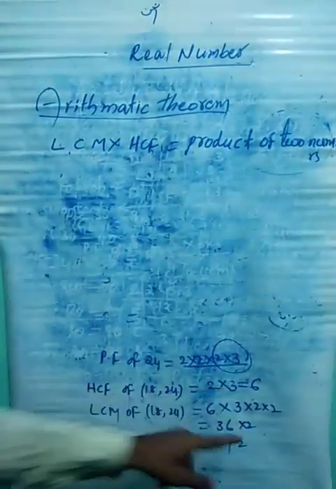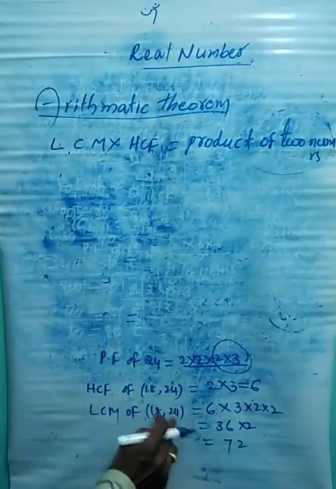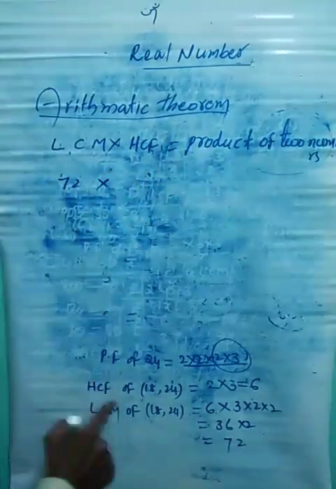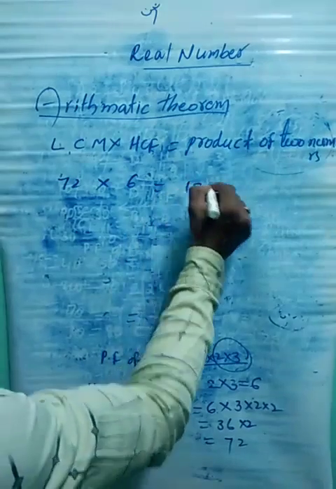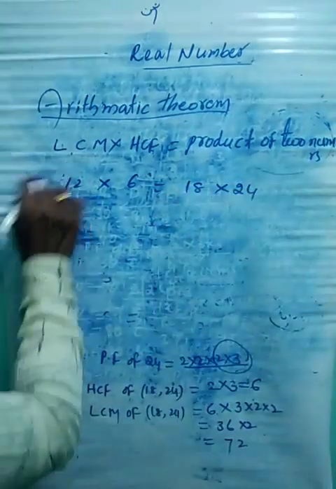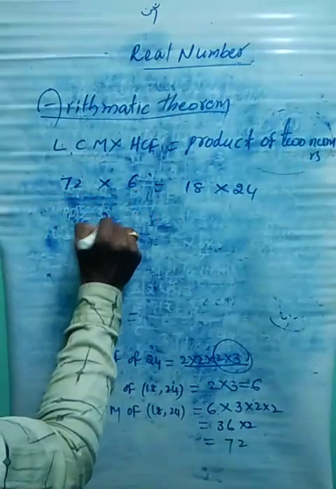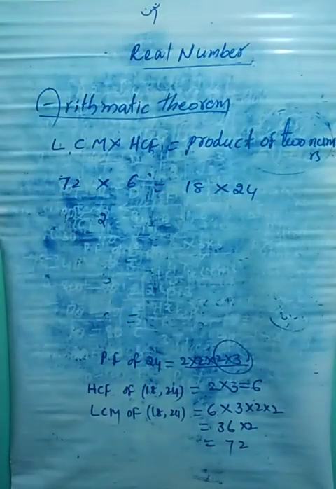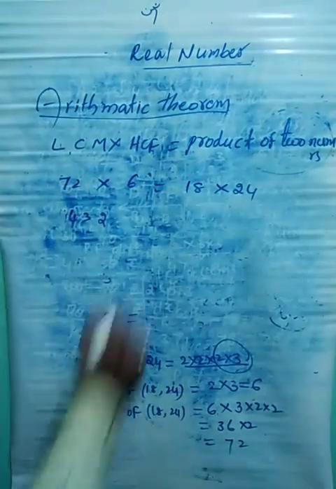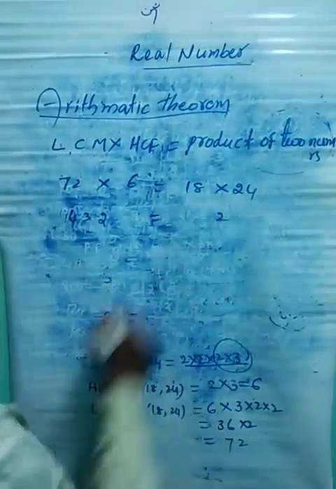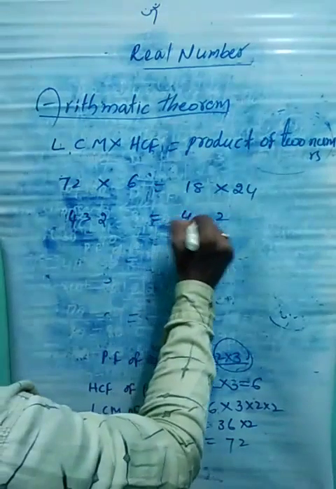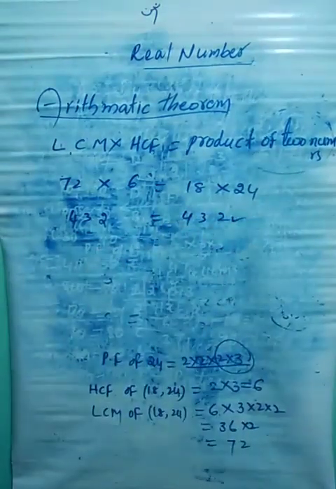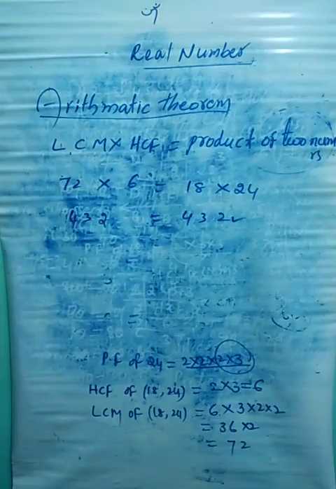Suppose we are solving here: HCF and LCM, and the product of two numbers, whether they are equal or not. Let us check. LCM of 18 and 24 is 72, HCF of 18 and 24 is 6, equal to the product of two numbers. What are the two numbers? 18 and 24. Now multiplication, product means multiplication. 6 2s are 12, 6 7s are 42, 42 and 1 is 43, so 432. Similarly, 18 4s are 72, 18 2s are 36, so 432. Both are equal. So this is the relation: HCF into LCM is equal to the product of two numbers.